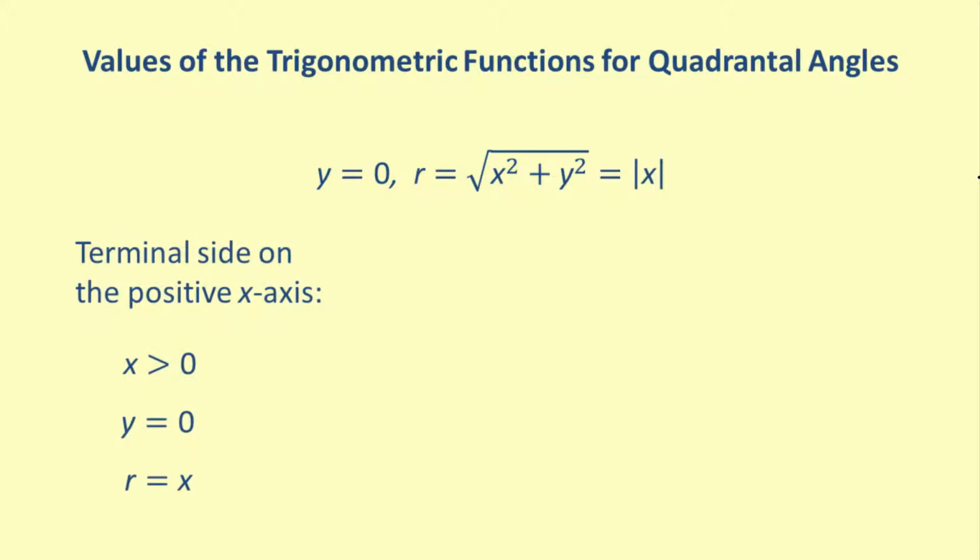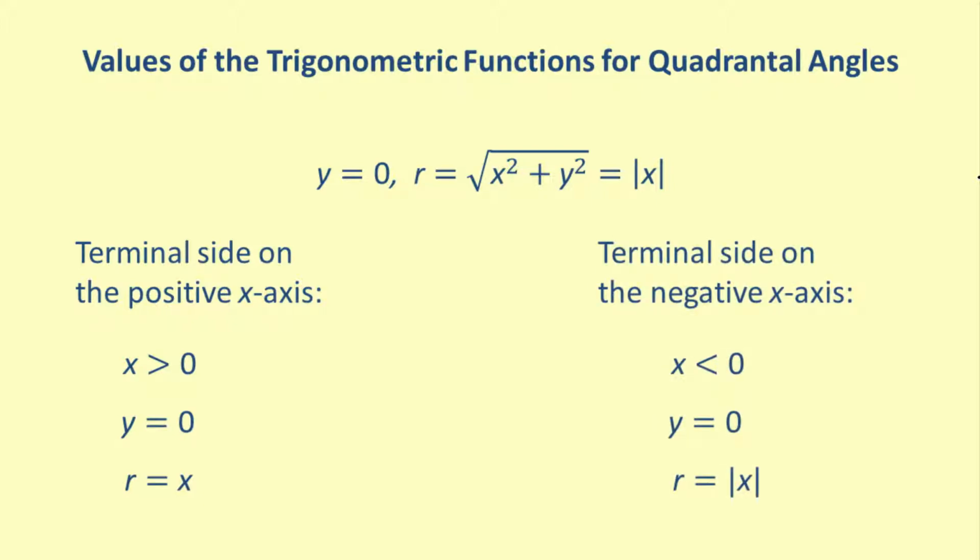This means that if the terminal side of an angle lies along the positive x-axis, x is greater than 0, y equals 0, and r equals x. If the terminal side of the angle lies along the negative x-axis, x is less than 0, y equals 0, and r equals the absolute value of x. A similar argument can be made for the y-axis that results in r equals the absolute value of y.